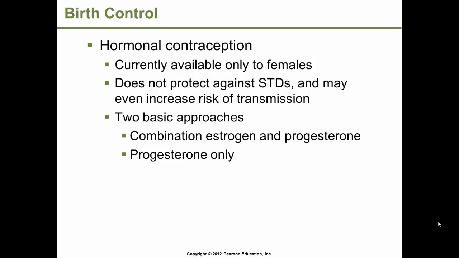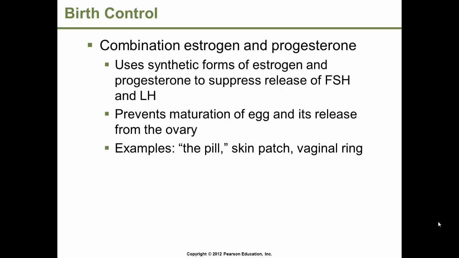There are two basic approaches: a combination of estrogen and progesterone, or progesterone only. Those that use a combination of estrogen and progesterone use the synthetic forms that suppress follicle stimulating hormone and luteinizing hormone. Thus they prevent the maturation of the egg and its release from the ovary. Some forms include the pill, the patch, or even the vaginal ring.